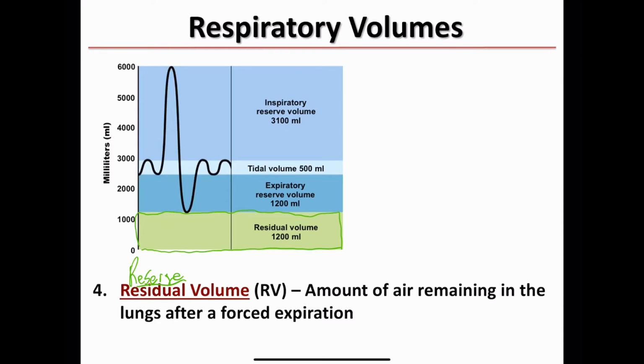So there always has to be a certain amount of air that's always in the lungs, and that's represented by this residual volume, which here it's actually 1,200, but really I just realized that someone did their math wrong. It really should be 1,300. But again, don't get hung up on the numbers.